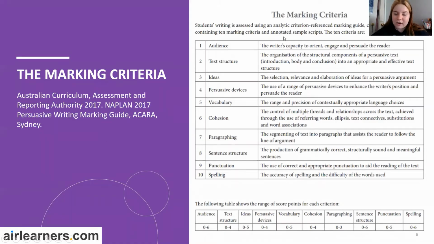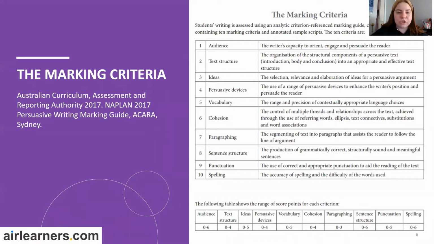Next, we have the marking criteria for persuasive writing, and this comes straight from the Naplan website. So we've got it labeled 1 to 10. We've got the audience, text structure, ideas, persuasive devices, vocabulary, cohesion, paragraphing, sentence structure, punctuation, and spelling. So as you can see down here, audience, you're going to be marked from 0 to 6, and this is the writer's capacity to orient, engage, and persuade the reader.